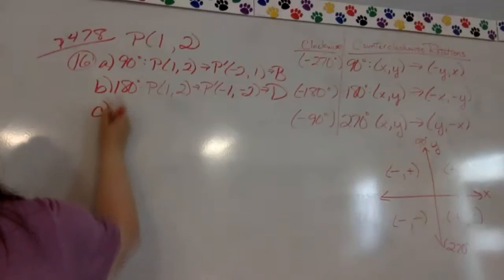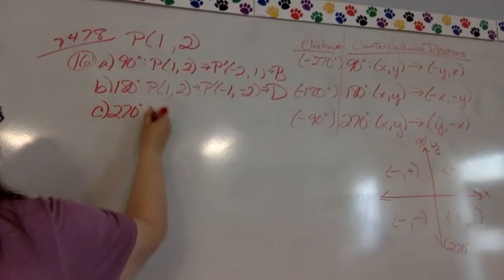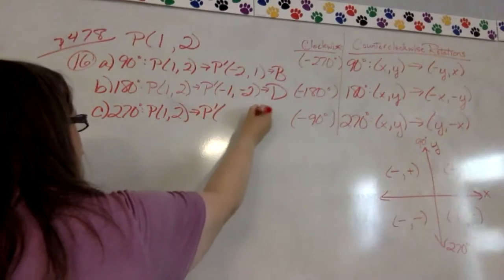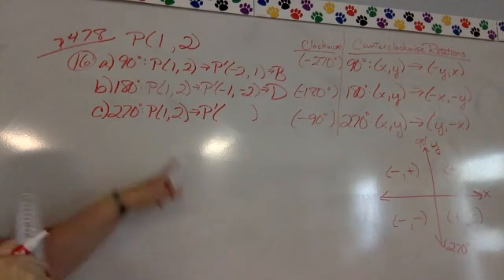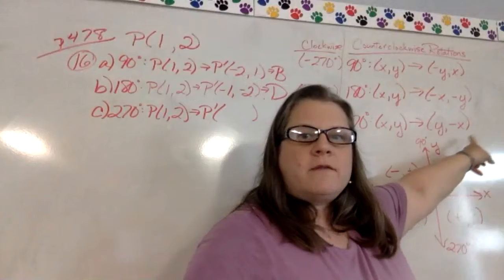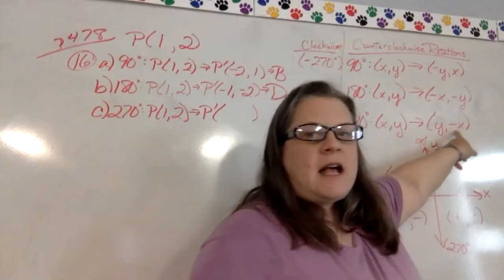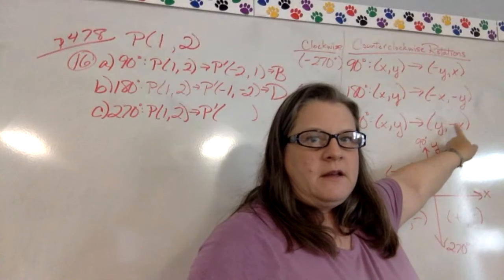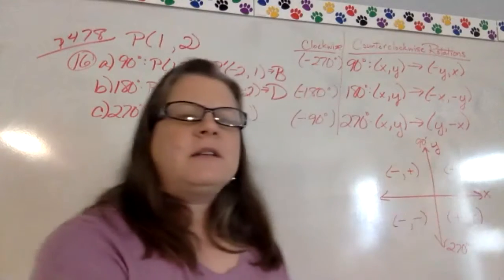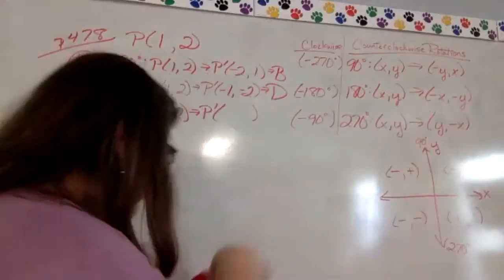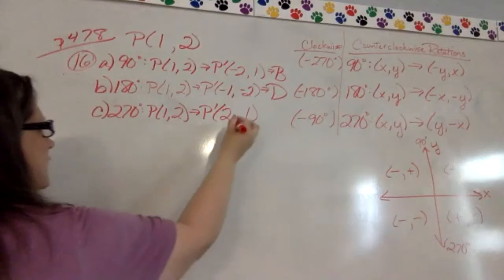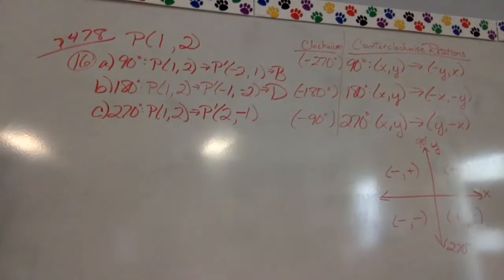Now part C says 270 degrees. Again, my original point was at 1, 2. So if I'm rotating 270 degrees, remember, according to my rule over here, we switch the order of the coordinates and then we change the sign on the second one. You flip the order first and then change the sign. I always have people who end up trying to do that backwards when I've taught this before. So I flip the order first, 2 and 1, I write them down, and then I change the sign on the one in the back so it becomes a negative.